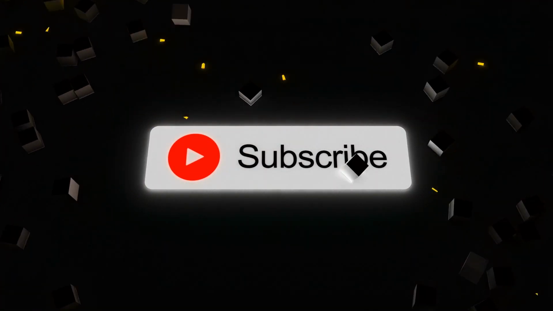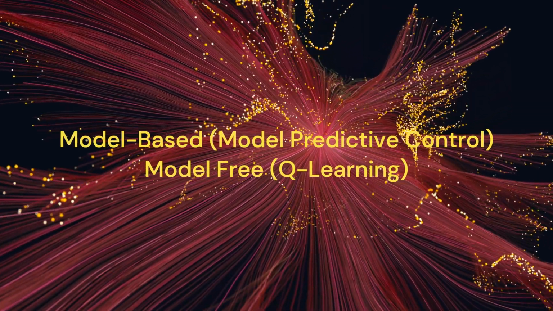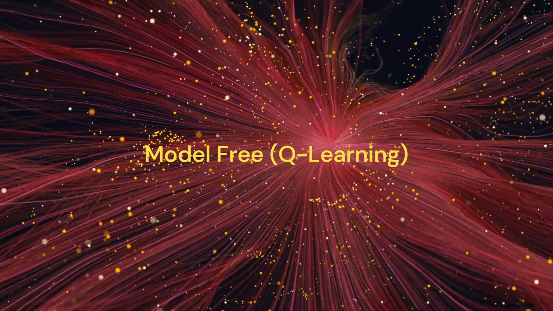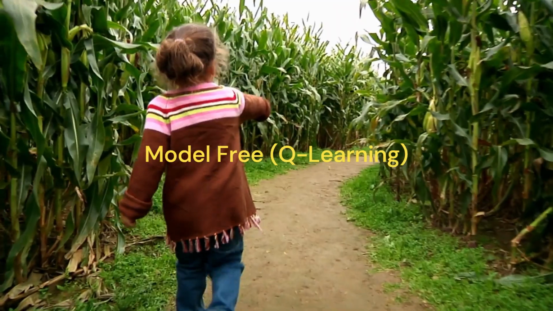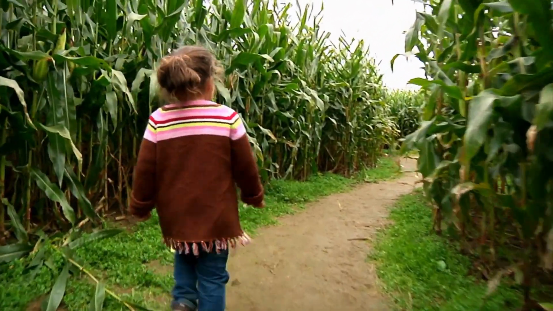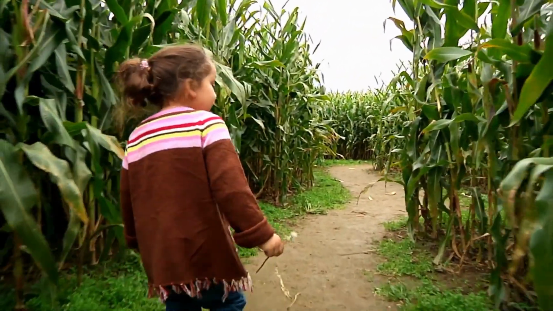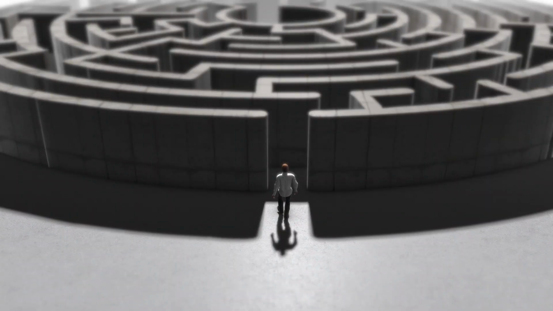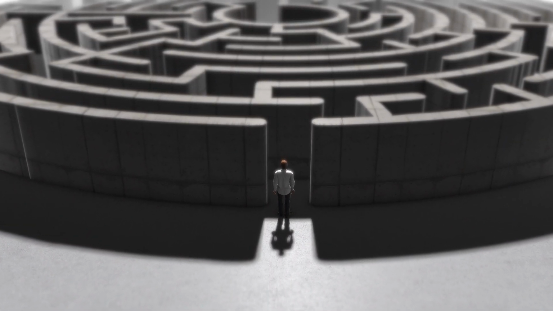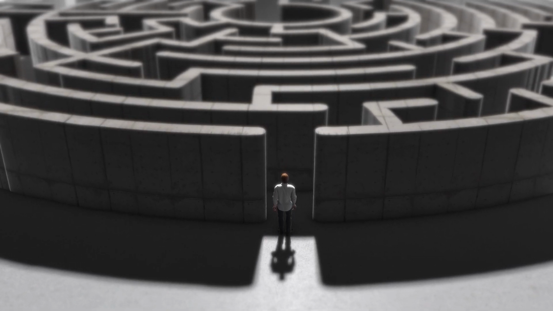Do you know that reinforcement learning has two types of algorithms, model-free and model-based? One of them is Q-learning. Q-learning is like teaching a computer to find the best way through a maze. The computer learns by trying different paths and getting feedback or reward on its choices. Over time, it figures out the most efficient route to reach the destination.